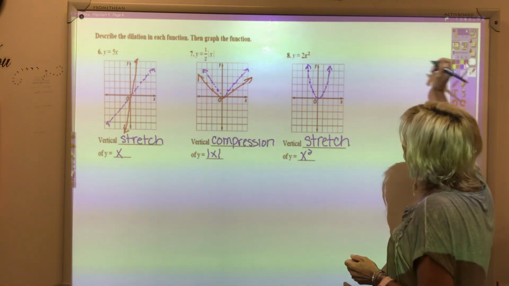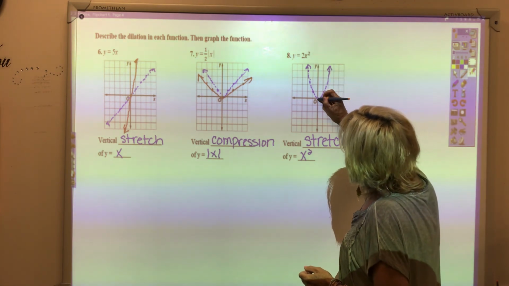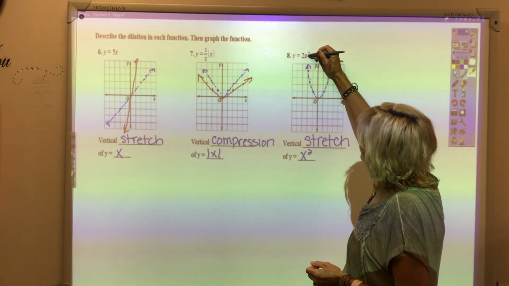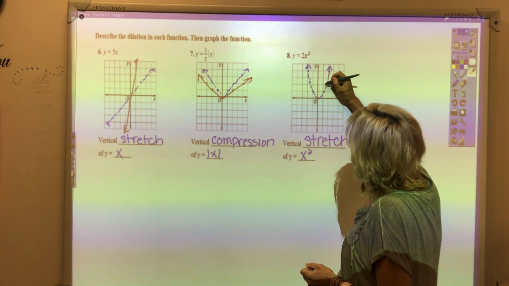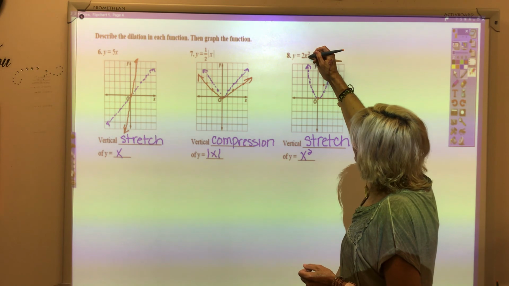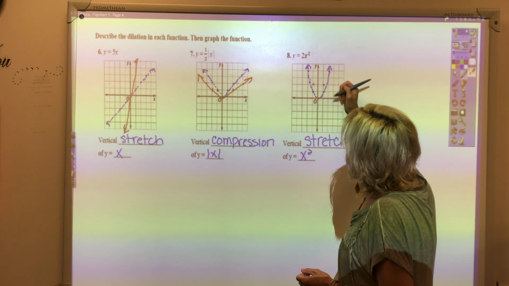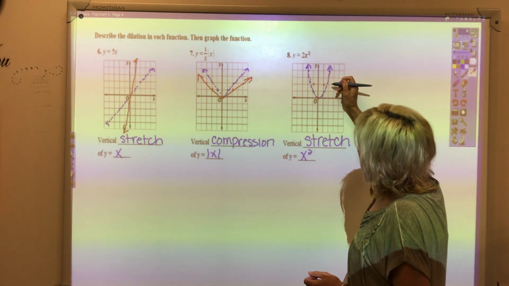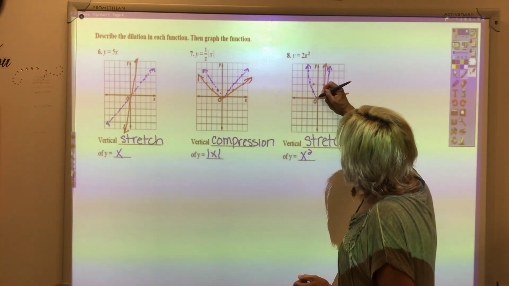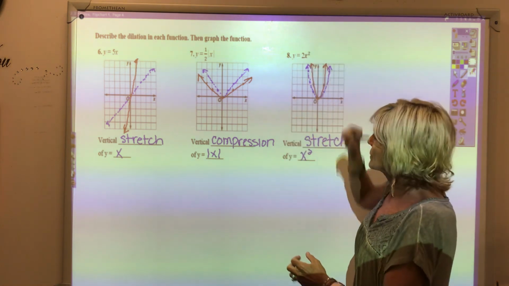Let's say we use 0 in here. 0 squared is 0 times 2 is 0, so we still have a point here. 1 squared is 1 times 2 would be 2, so we have a point at 1, 2. Negative 1 squared is 1 times 2 is 2, so negative 1, 2. And then I can't fit any more points on here, so I'm just going to go ahead and connect these so you can see. Stretching it out is making it longer and skinnier.